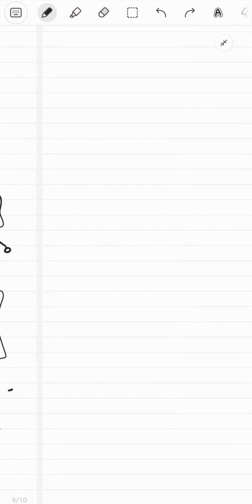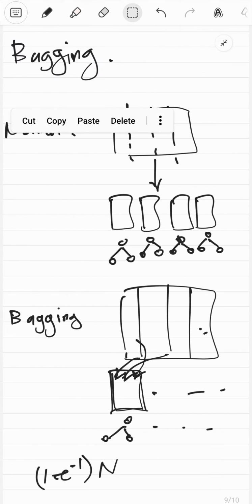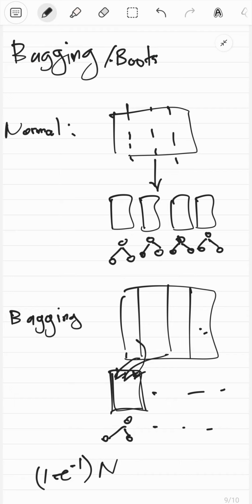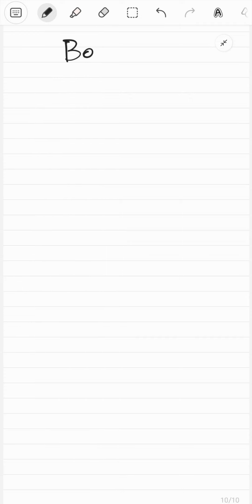All right, so that's bagging. This bagging thing is also sometimes called bootstrap aggregation. Yes, a fancy word for something pretty simple. Let's go to the next thing, and it's called boosting.